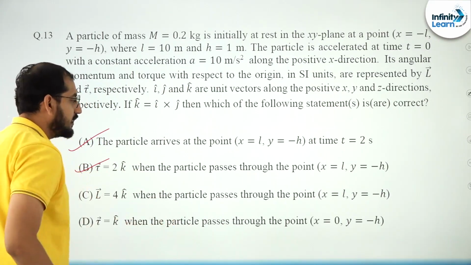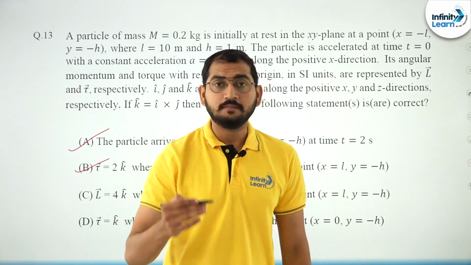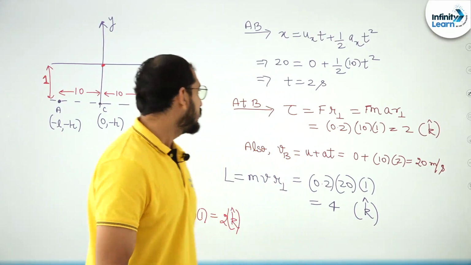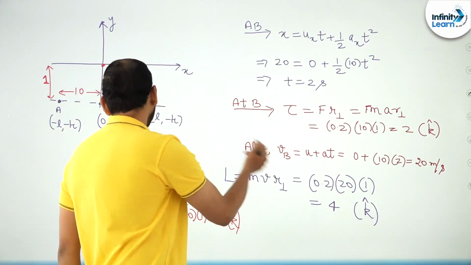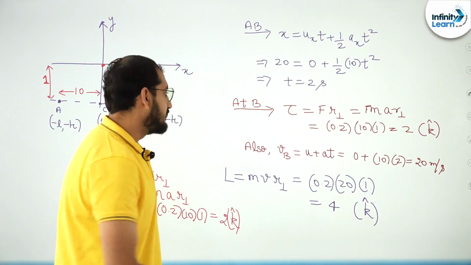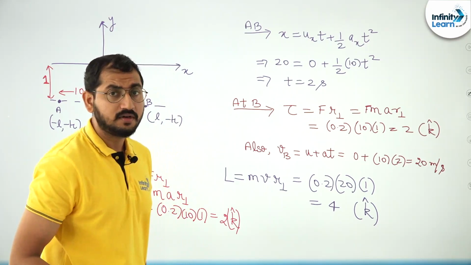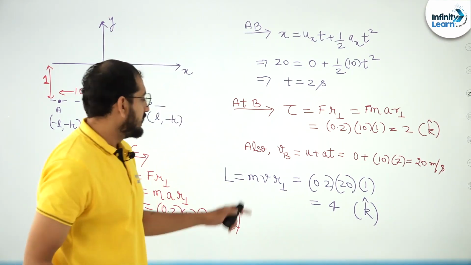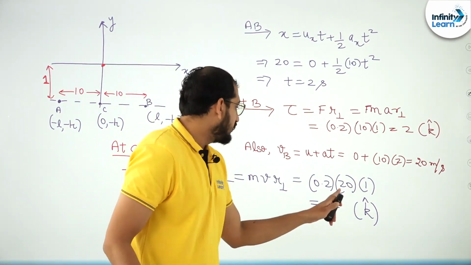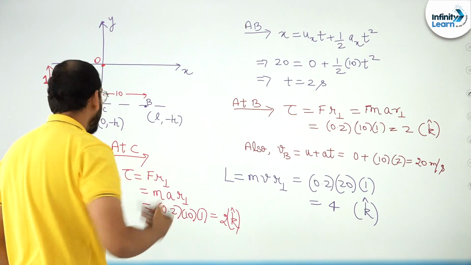In option C, the question is asking about the angular momentum when it passes through the final point B, right? In order to do so, what we need to find is the final velocity at point B. So we will apply the equation of kinematics to get the final velocity, which is 20 meters per second, and to find the angular momentum we will write down the formula. Mass we know, velocity we just calculated, and again with respect to the origin we are calculating the torque as well as the angular momentum.